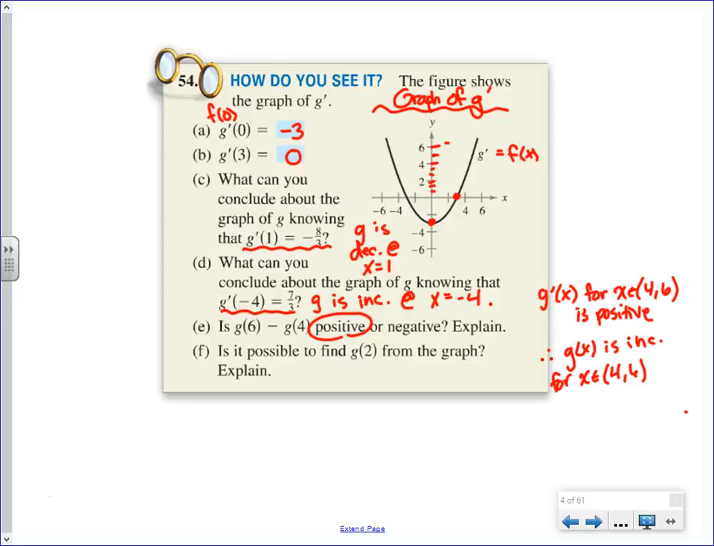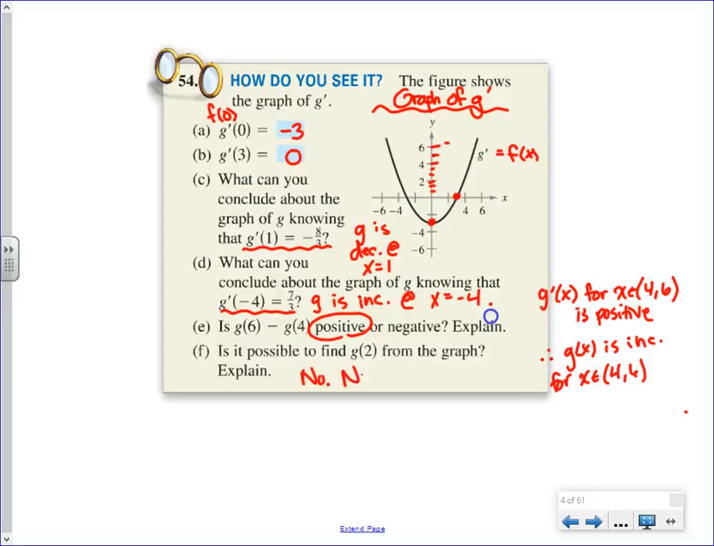Then letter F, is it possible to know exactly what g of 2 equals from the graph? Go to 2 and then, oh, but wait, who's this the graph of? G prime. I can know whether g is increasing or decreasing at 2, but couldn't you have a point here and the curve be going up at 2? Or a point here and the curve be going up? Or a point here and the curve be going down? Do I know what g of 2 is? No.